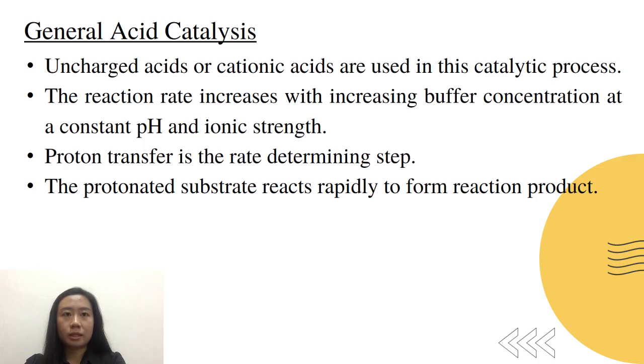And the second type is general acid catalysis. Uncharged acids or cationic acids are used in this catalytic process. The reaction rate increases with increasing buffer concentration at a constant pH and ionic strength. Proton transfer is the rate determining step. The protonated substrate reacts rapidly to form the reaction product.